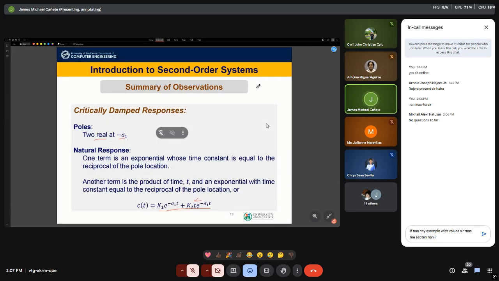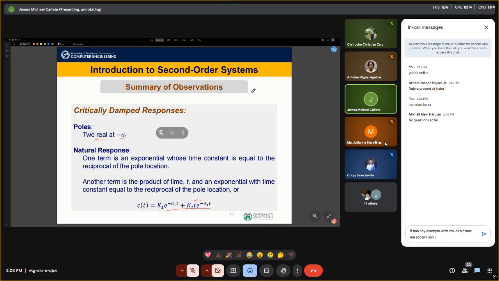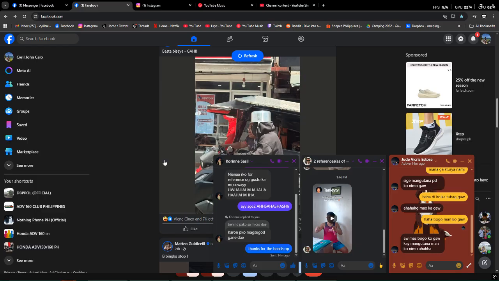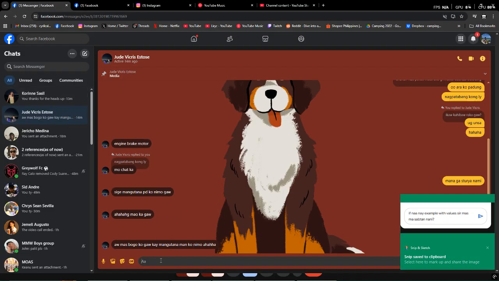Analysis means that given a system, you need to describe the system or identify its characteristics. For first order, it was easy, right? You just needed to get the time constant, the rise time, and the settling time. Those were the time specifications. That is the next topic.